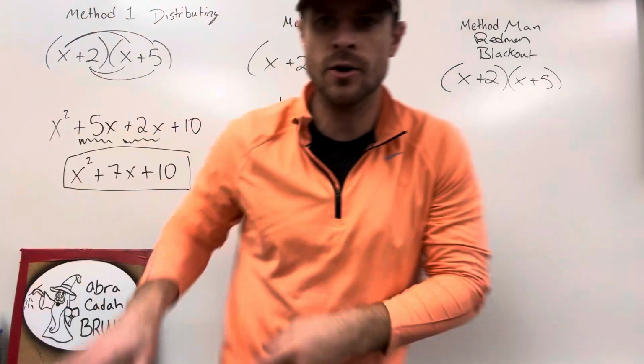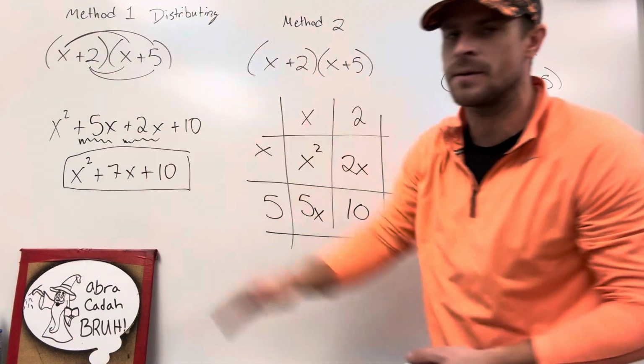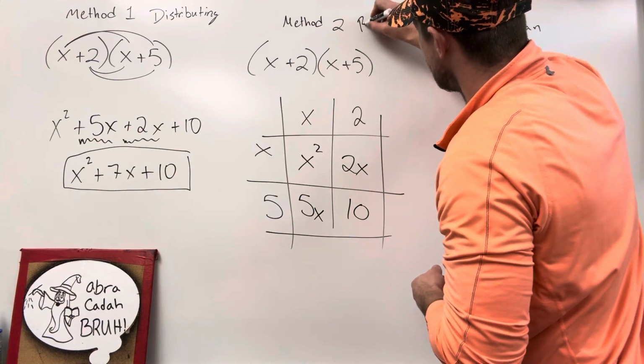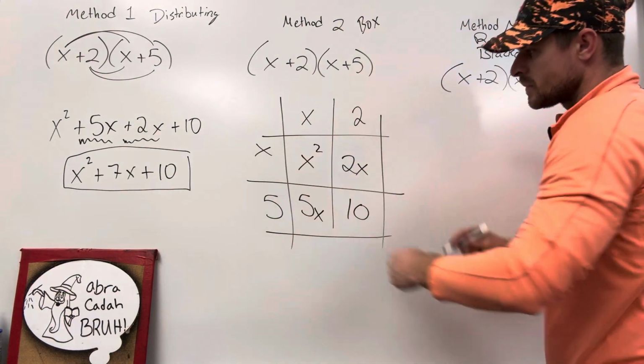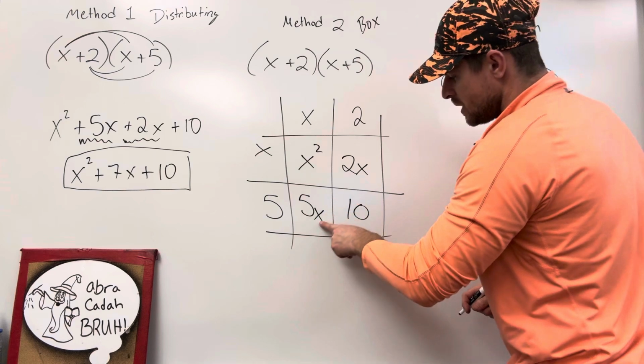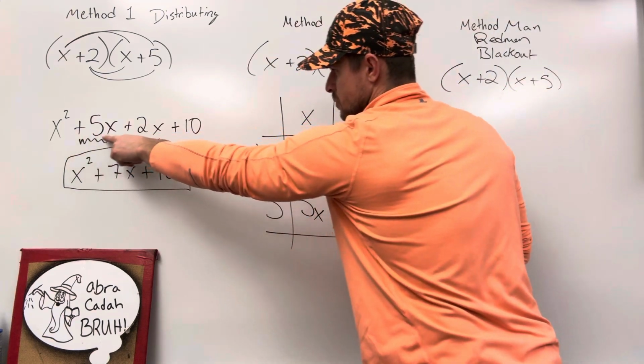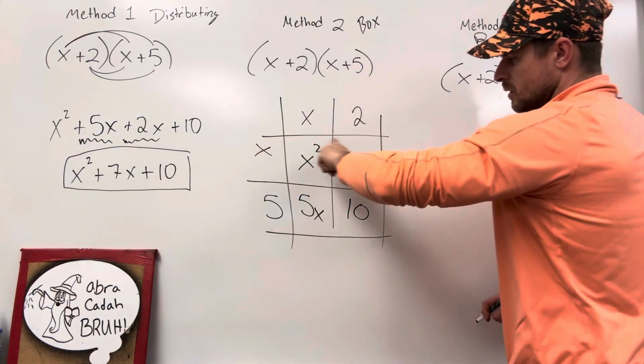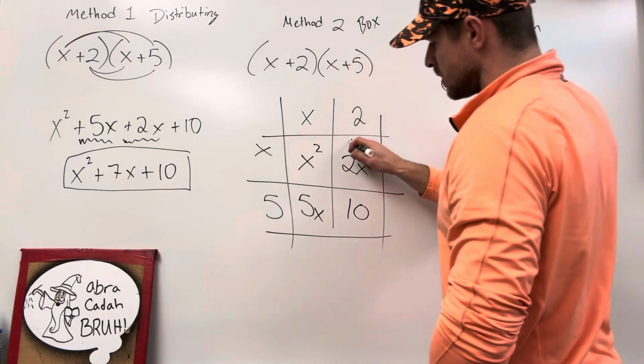So just like over here in the first strategy, with this different method, the box method, we're still going to have 1, 2, 3, 4 terms. But we want to look at our 4 boxes and say which ones are alike.